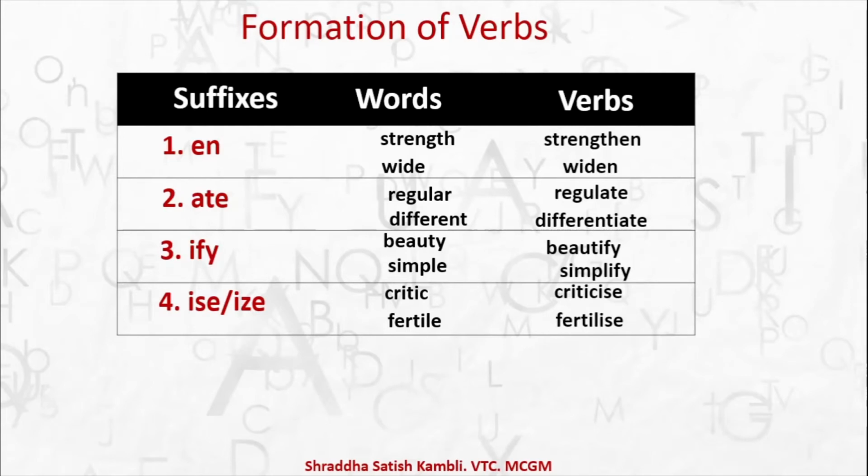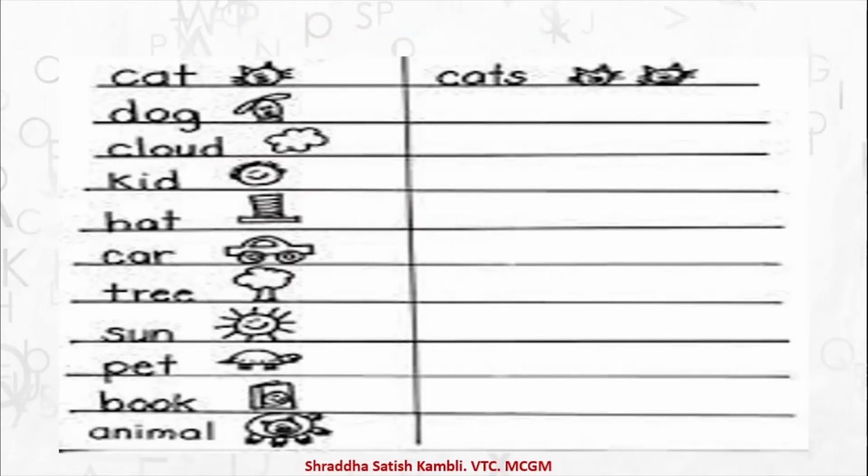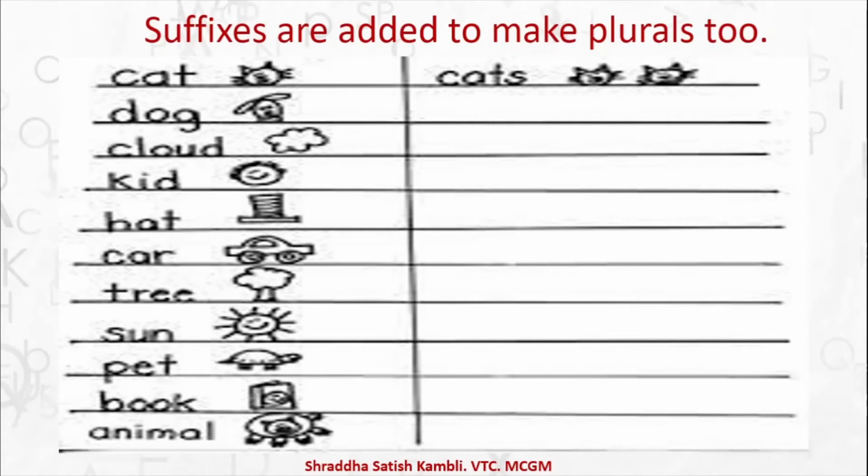So children, these are some of the, you can say, functions of suffix. This is what suffix does to words. Suffix does some more interesting things, that is, it also goes on to make plurals in words. So suffixes are added to make plurals also. For example, see, cat becomes cats, dog becomes dogs, cloud becomes clouds, and we have the word kid, which becomes kids. So what is the suffix that has been added?